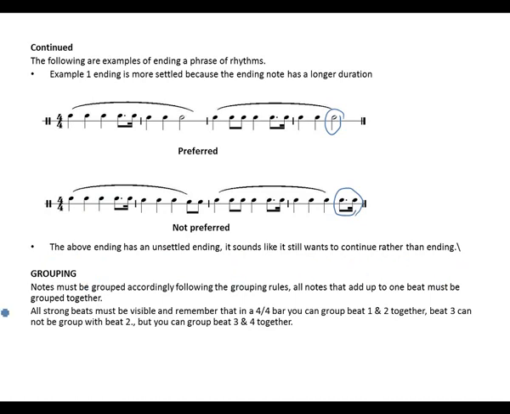Then let's move on to grouping. Notes must be grouped accordingly, following the grouping rules. All the notes that add up to one beat must be grouped together. Remember, one of the most important grouping rules: notes that add up to one beat must be grouped together. All strong beats must be visible. Remember, in a 4-4 bar, you can group beats 1 and 2 together. Beat 3 cannot be grouped with beat 2, but you can group beats 3 and 4 together.